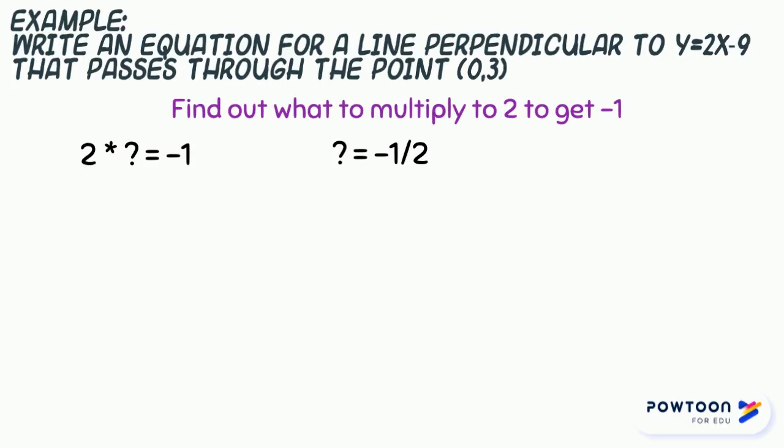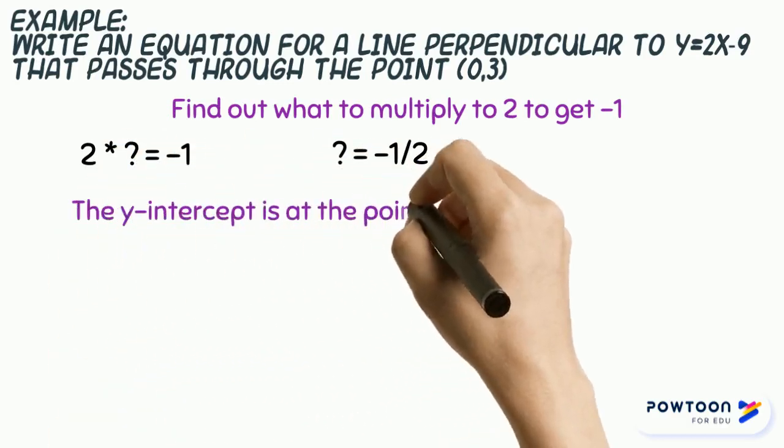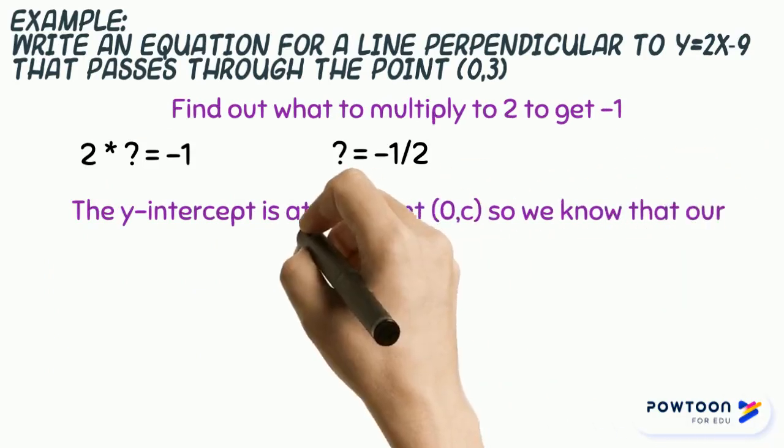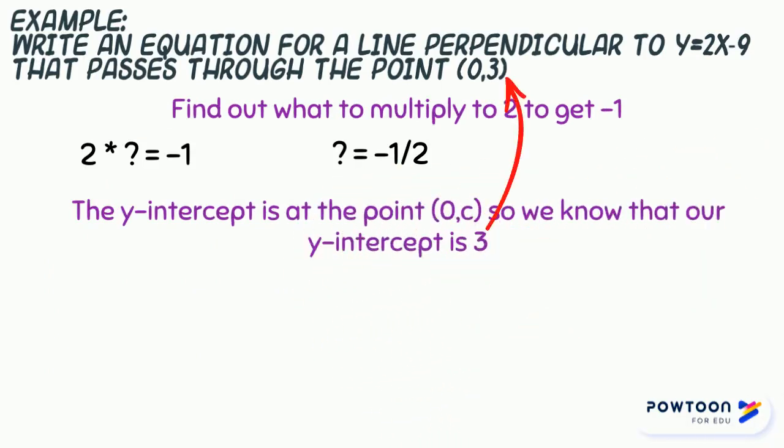Next, we need to find our y-intercept. Remember, this is when x equals 0, and we're given the point where x is 0, so it means we have a y-intercept of 3. Just substitute that in, and we end up with y equals -1/2 x plus 3.